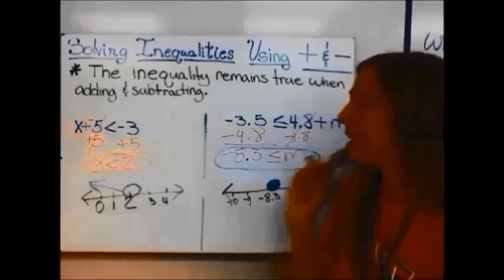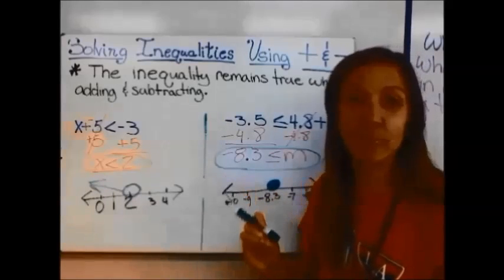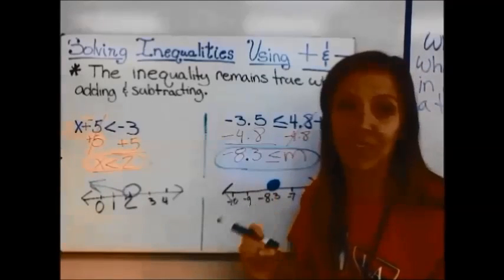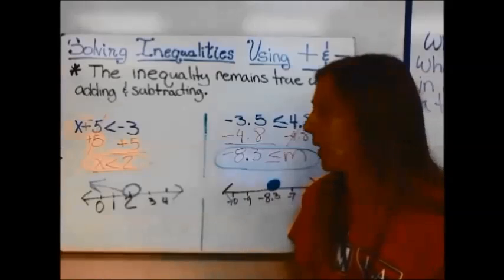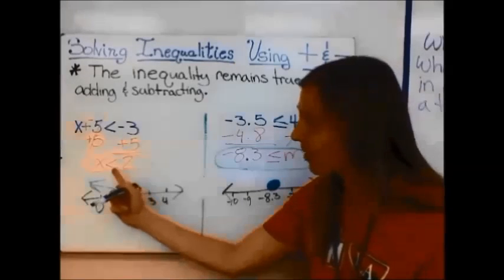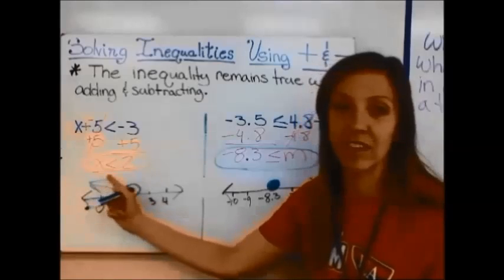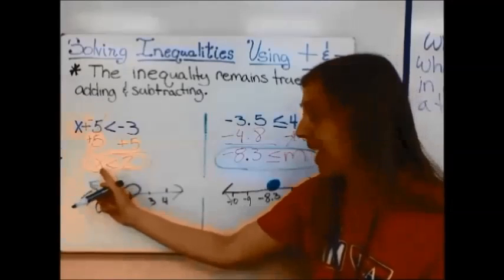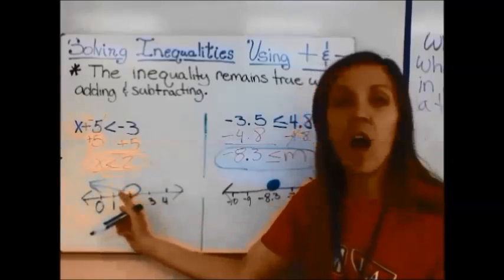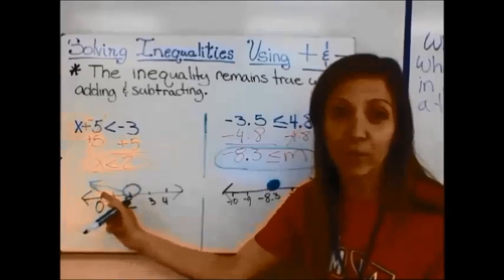Now, you need to pay close attention, because this is probably one of the number one mistakes students make when working with inequalities. Right here in this example, this arrow points in the same direction as the inequality symbol, because x is less, and I'm always graphing the variable.